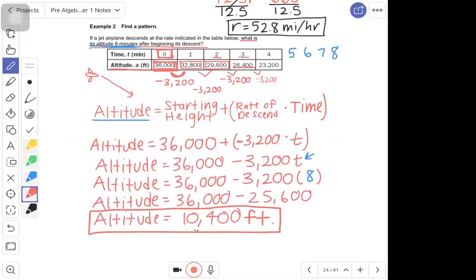Questions? No. So Emma, if you flew to Florida, instead of driving, if your plane was descending 3,200 feet per minute, after 8 minutes, you'd be 10,400 feet in the air instead of driving for 22 hours. Questions?